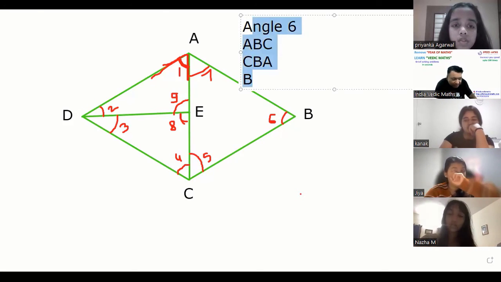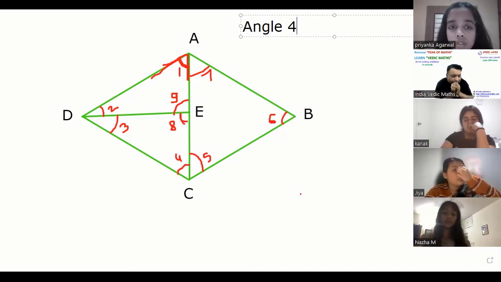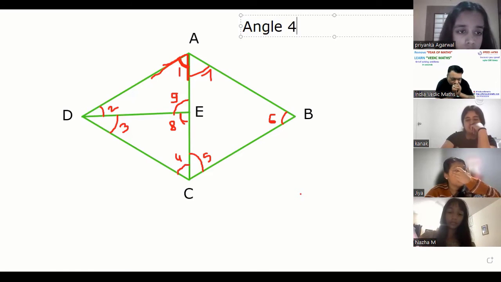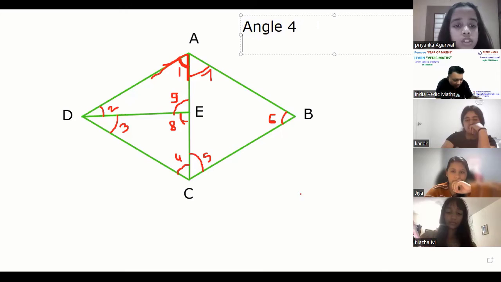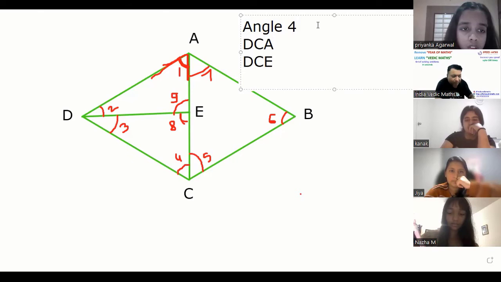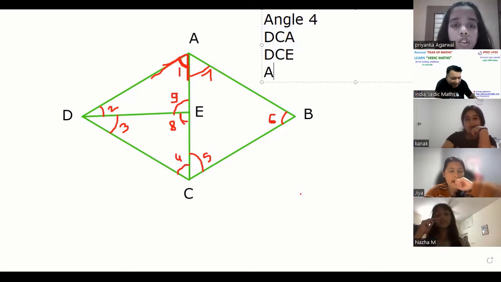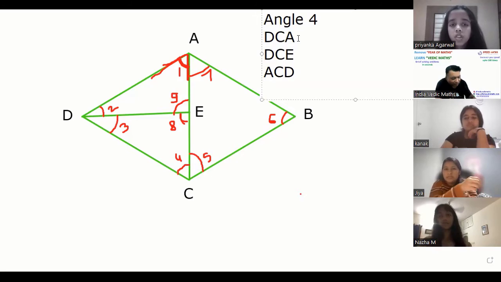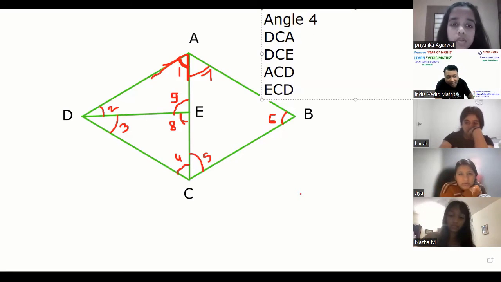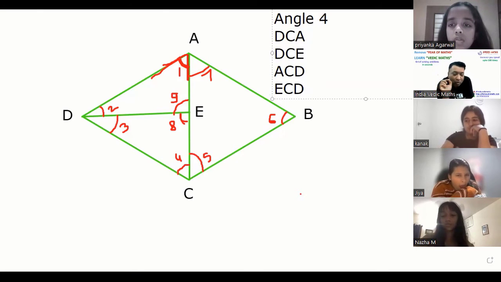Good. Mishita, how will you tell me angle number 4? DCA. DCE. Good. And you can't say angle C. But you can reverse the order, right, if you want. ACD is correct. And ECD. Wow. See guys, 4 names you can put in. What I want everyone to have clear is how to name the sides and how to name the angles, because the whole geometry you have to talk about that.